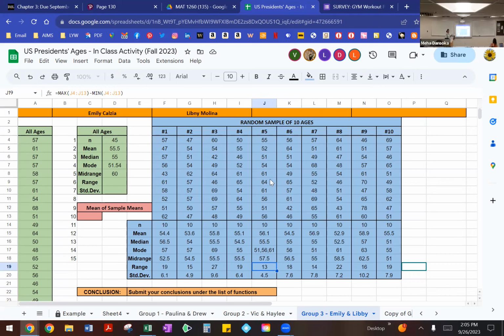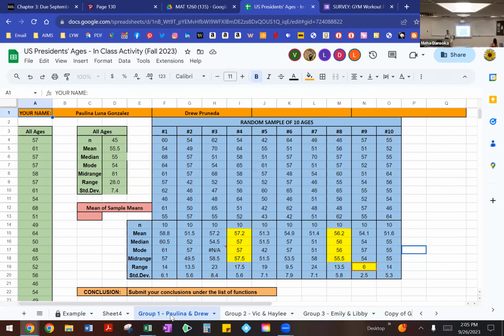So range is one way to know how spread out your data is, but you can also look at standard deviation. So can you identify which of your sets has the smallest standard deviation, and does that match with your range as being the smallest number in your dispersion calculation? So for Drew and Paulina, that is definitely true. You can see, and that's this sheet I have up here, they have 2.5 as their smallest standard deviation, which does match 6 as their smallest range.